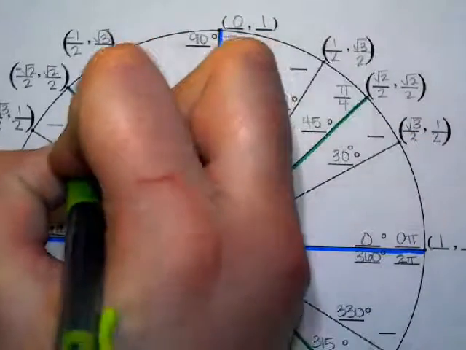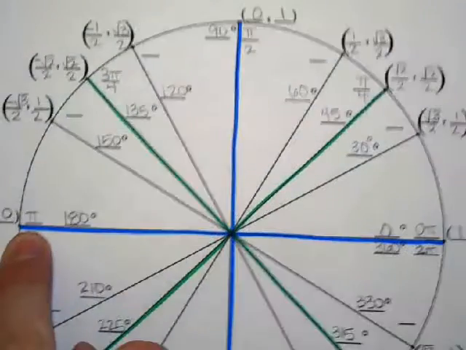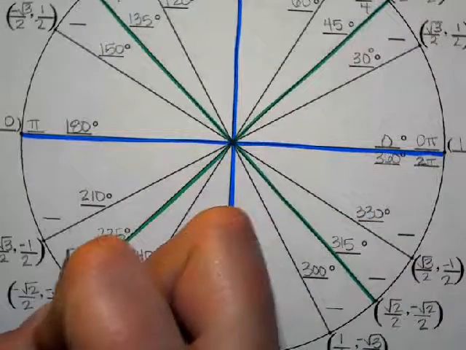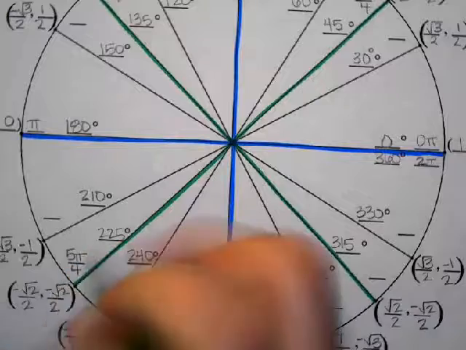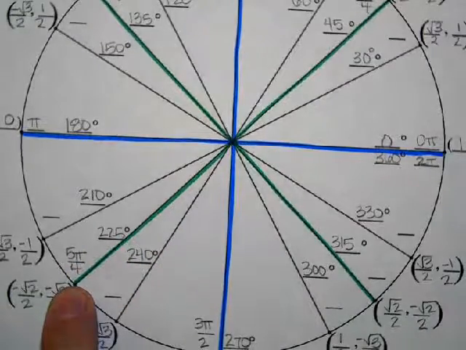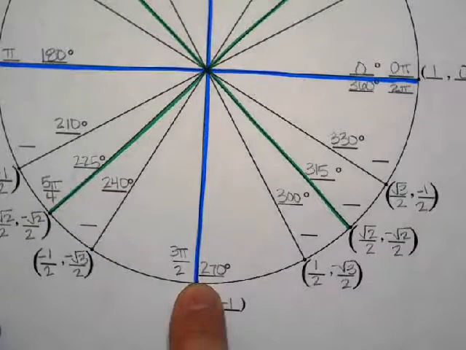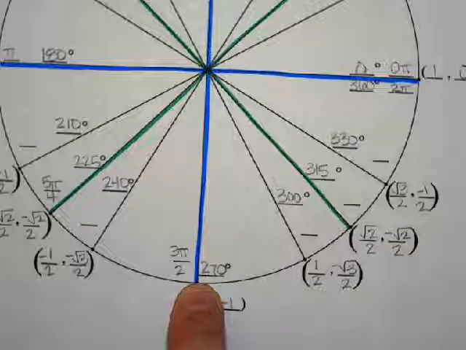5/4. 6/4 down here. Do you guys agree? This is 6/4. 7/4. And then up here we're 8/4. You guys agree? Okay.